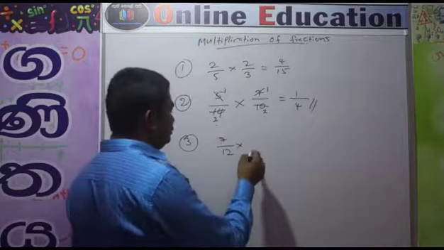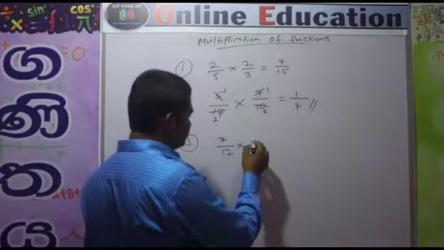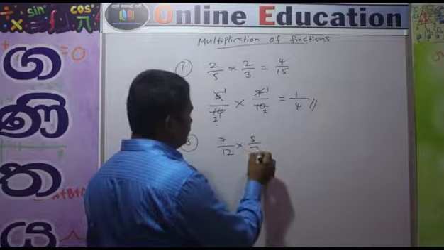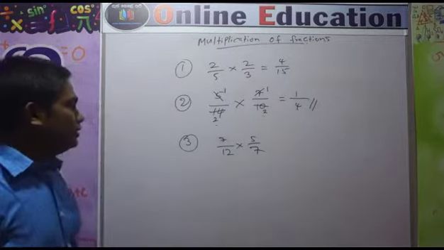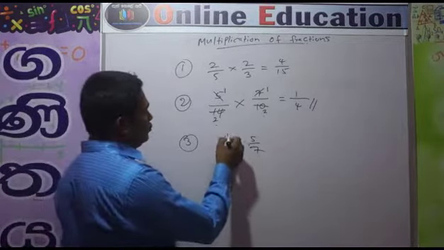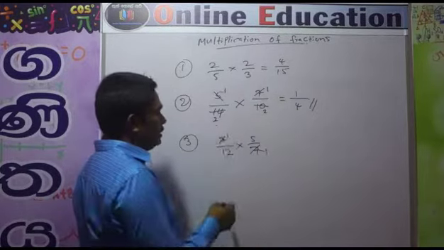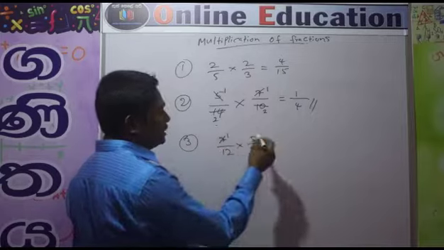7 over 12 into 5 over 7. How can we do this? Right, we can simplify this. 7 divided by 7, 1. 7 divided by 7, 1. Okay, here these two we can simplify.